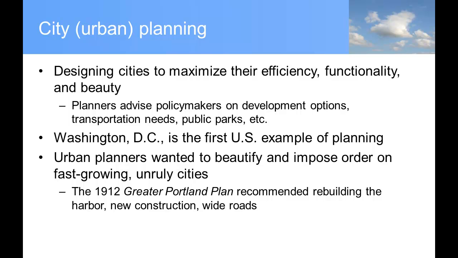Washington, D.C. is the first planned city in the United States, the first one where they hired a designer to lay out the foundations of the city. Prior to that, all older cities kind of grew organically. Roads got laid out and houses and buildings got built as they were needed. In 1912, the Greater Portland Plan recommended rebuilding the harbor, new construction, and wider roads. And all of these were supposed to make the city a better place to live.